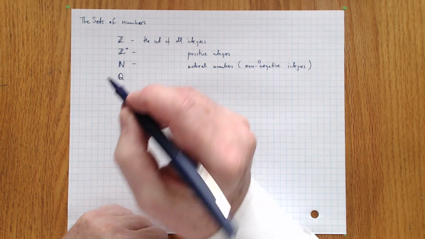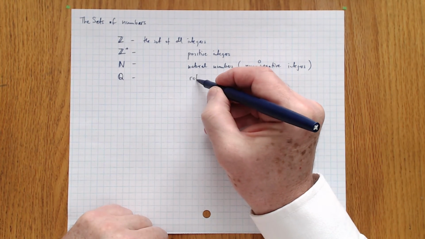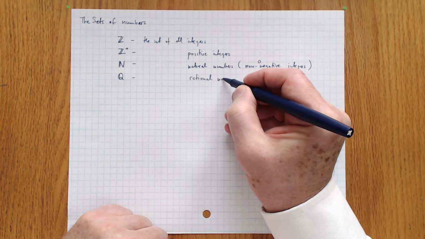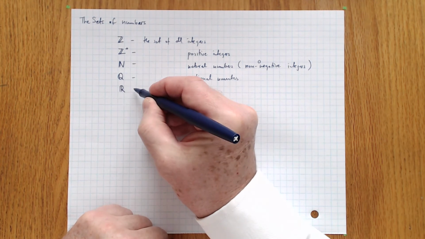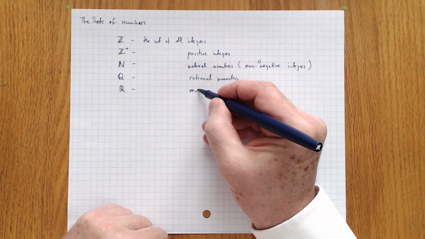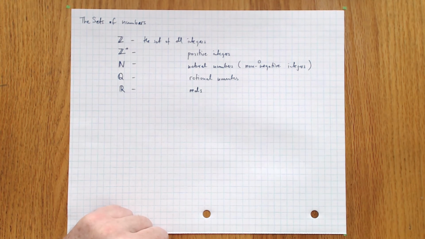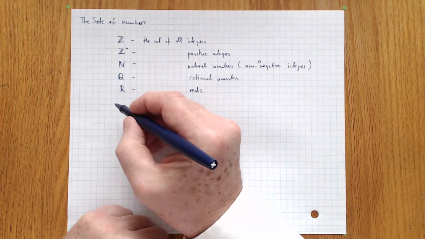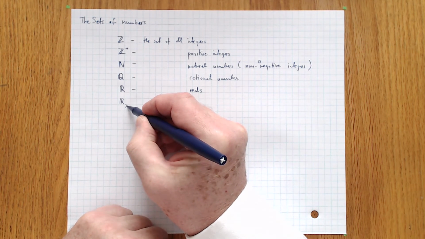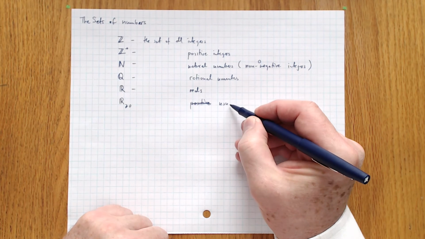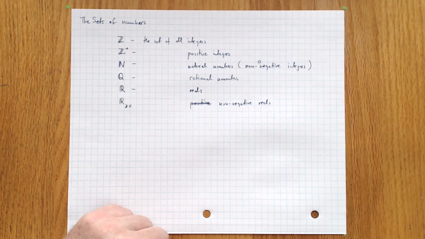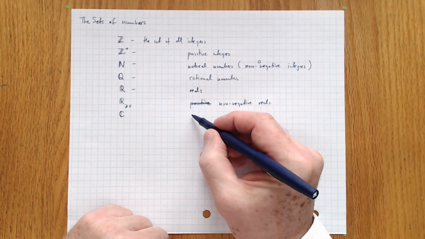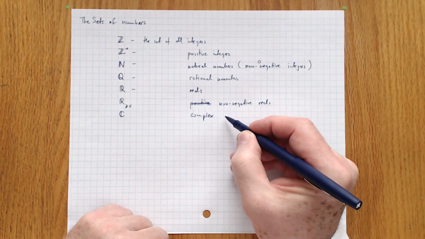Q, the set of rational numbers. R, the set of reals or real numbers. R, with the subscript greater than or equal to 0, non-negative reals. And C, complex numbers.